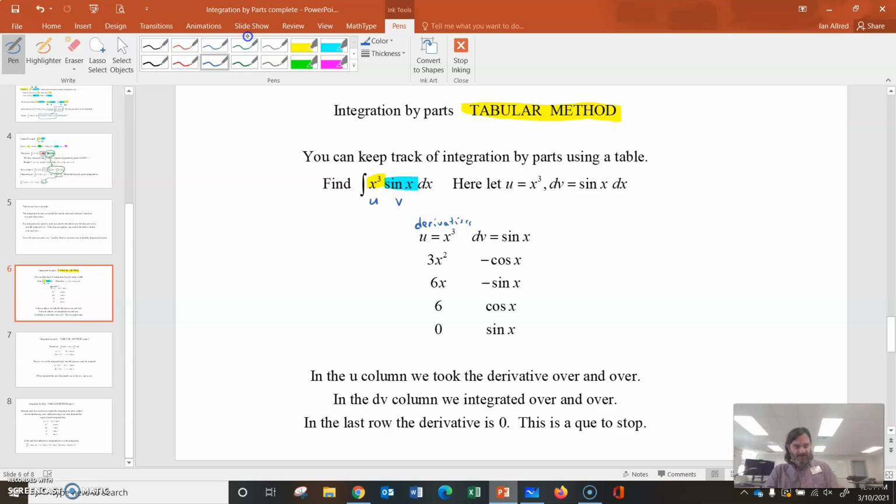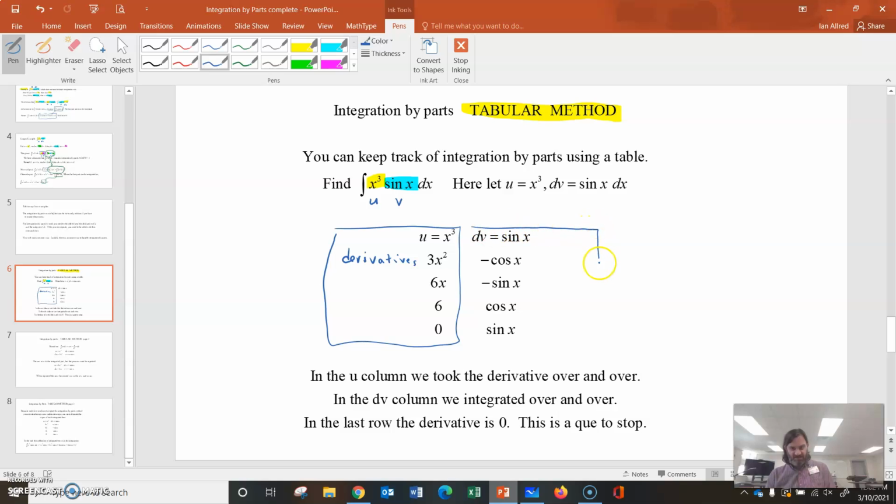Let me do that a little bit differently. Let's put it like this. Derivatives. I'm going to make a new row for every derivative. The derivative of x cubed is 3x squared. Then I would repeat the process. The derivative of 3x squared is 6x. The derivative of 6x is 6. The derivative of 6 is 0. So that's an iteration each time that I have to do integration by parts.